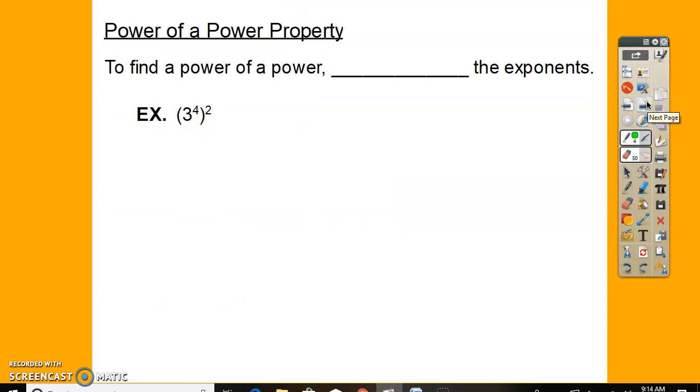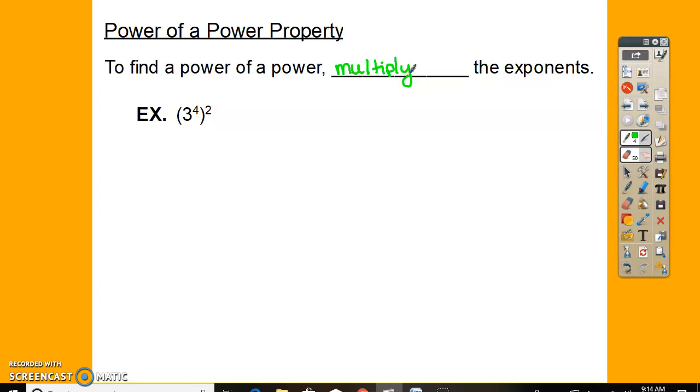Okay, now, second property is called power of a power. That means that you have a base with an exponent, and it's raised to an extra exponent. In this case, the shortcut is to multiply the exponents together. Right? Again, your base stays the same. We're just changing the exponents here.